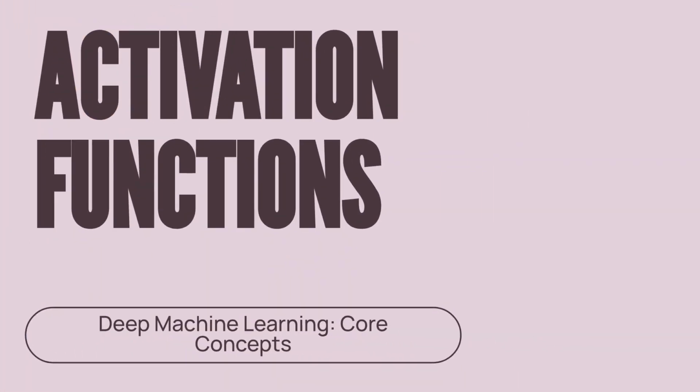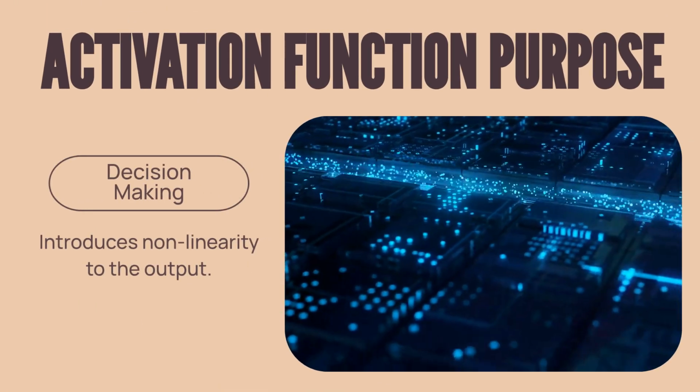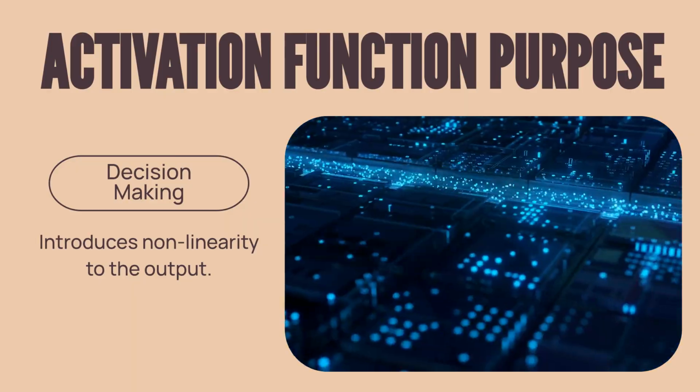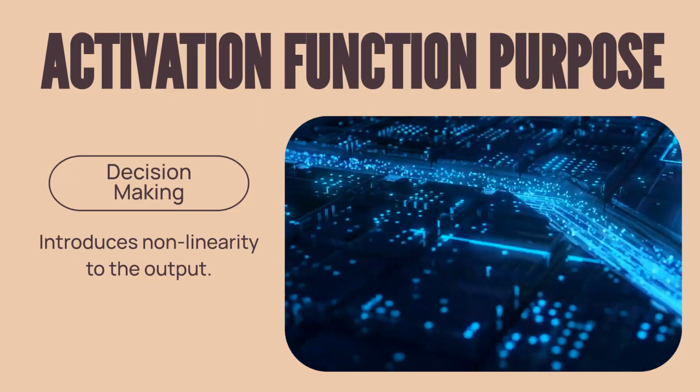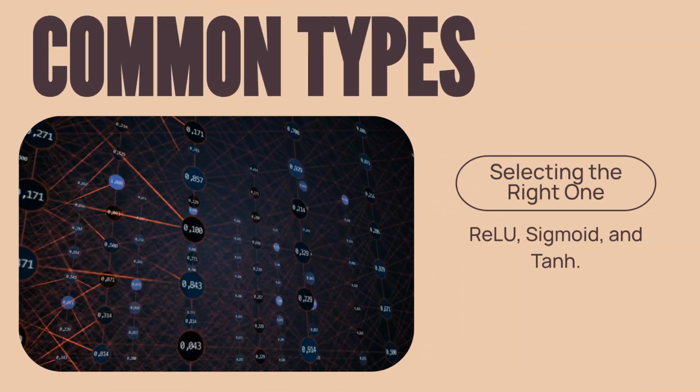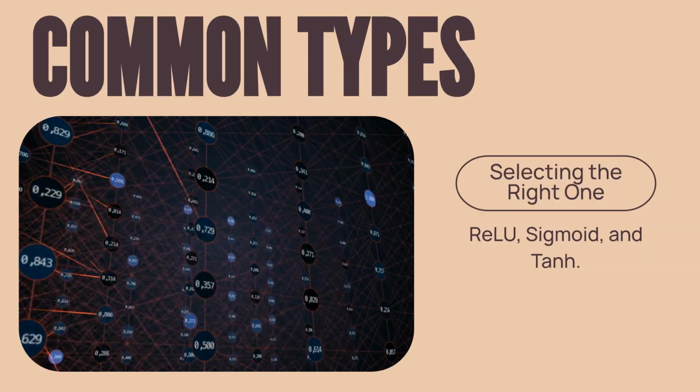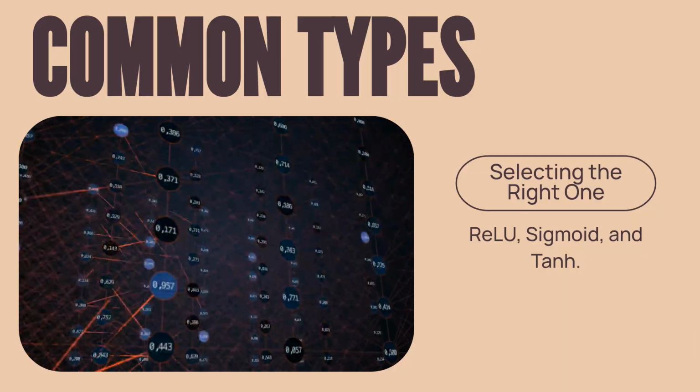Next, let's explore activation functions, a critical component within each neuron. The primary purpose of an activation function is to introduce nonlinearity, allowing the network to learn complex patterns and make decisions. Common activation functions include ReLU, Sigmoid, and tanh, each with specific use cases and advantages in network training.